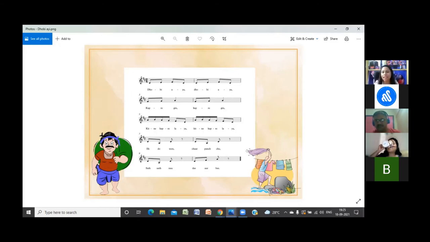Now, I'll change one thing. When we start from ek, do, teen, we'll do the clapping thing from the last. Like this. Ek, do, teen, char, paanch, che, saat, aath, nau, das aur baas.